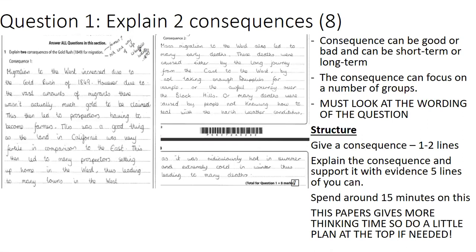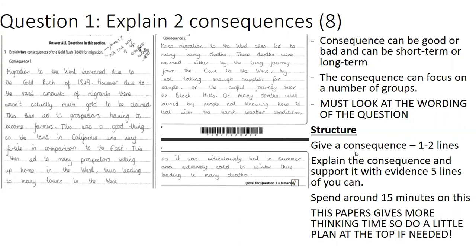So the first question is explain two consequences. Now, what needs to be understood is that consequence can be good or bad, short-term or long-term. The consequence can also be focused on a number of groups. Now, you must look at the wording of the question. Now, this here is an example from the first GCSE, and the question was, explain two consequences of the gold rush for migration. So what this person's done, they gave a consequence and they explain it with evidence to back it up.